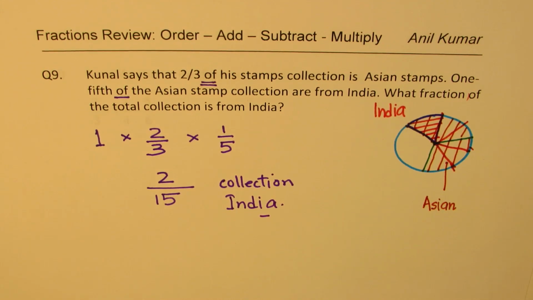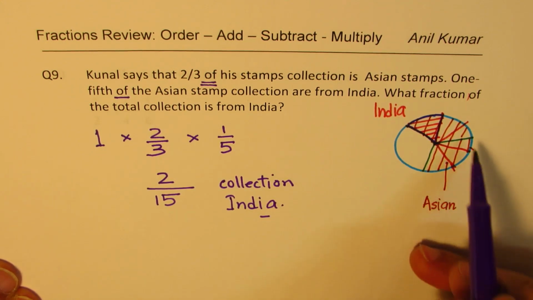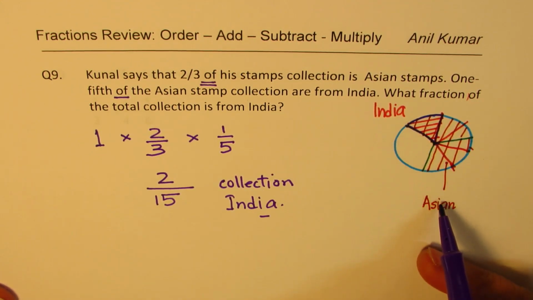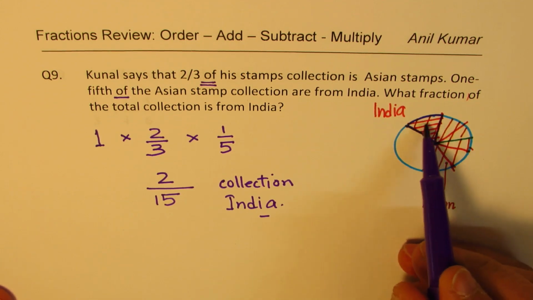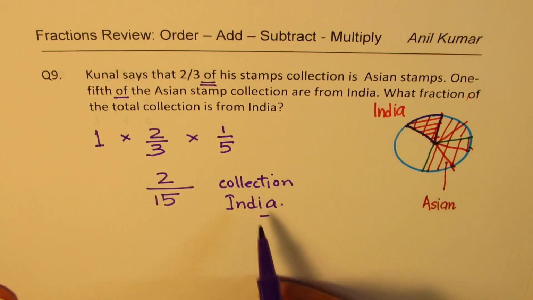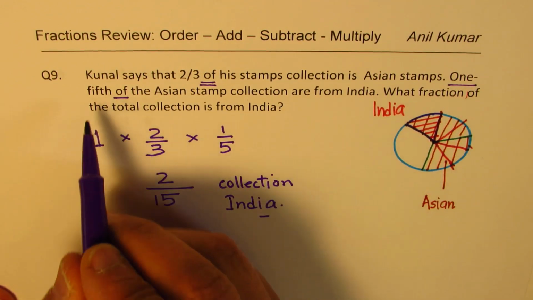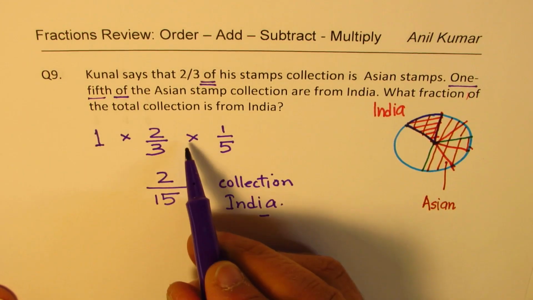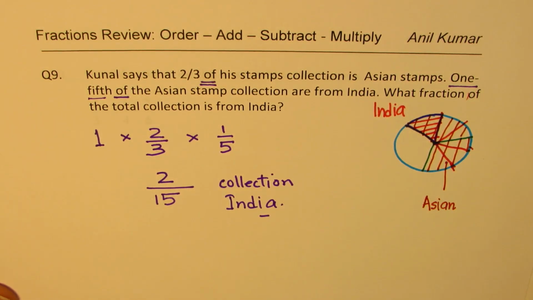Is that clear to you? So that's as simple as that. So it is a question of figuring it out. Perfect. So of the whole, 2/3 is Asian, and out of the Asian collection, 1/5 is from India. Is it clear? 1/5 of means multiply, right? 1/5 of it is from India. Does that make sense? So that is how we are going to solve this particular question, right?